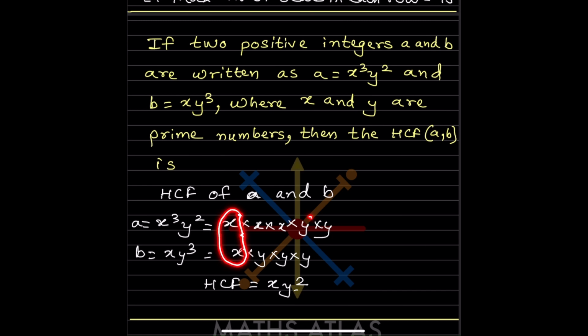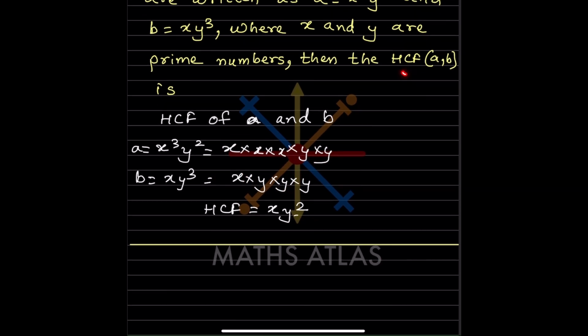This x is here, y and y. So that is x y square. So that is the HCF of A and B.